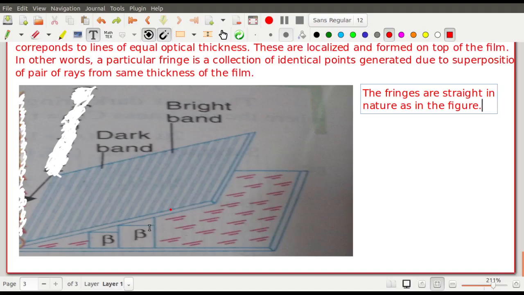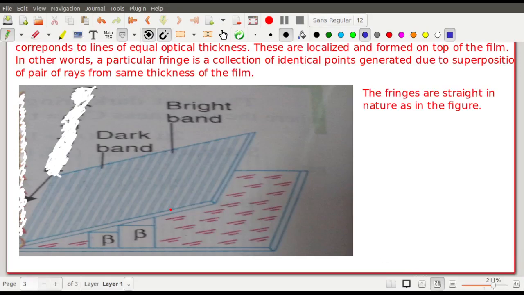Right? So I hope that you have been able to understand the concepts of fringes of equal thickness and fringes of equal width. That is the Haidinger fringes and the Fizeau fringes. I hope the idea of these two is crystal clear to you. Sometimes these fringe systems are used.